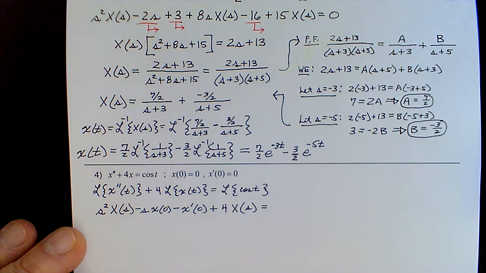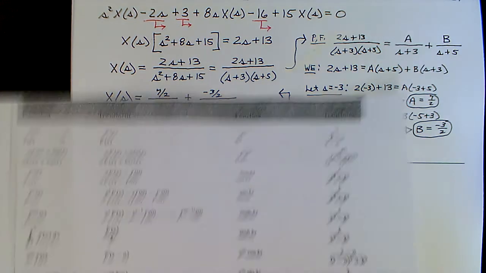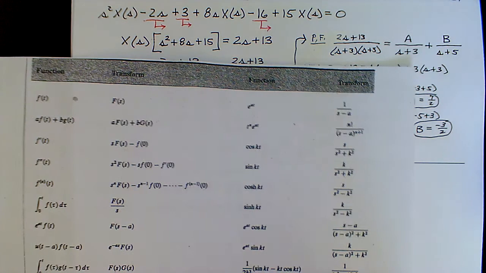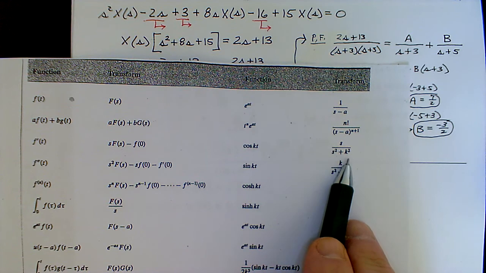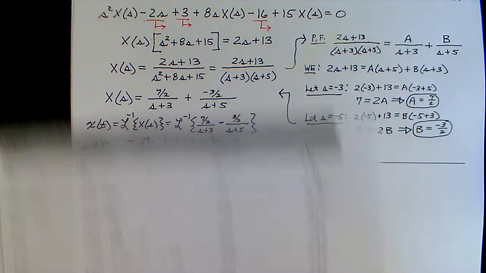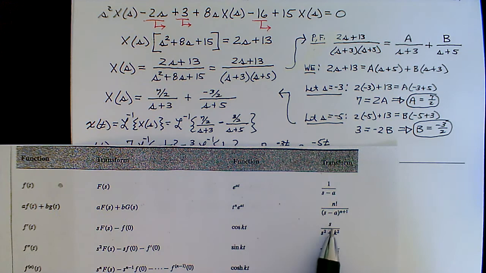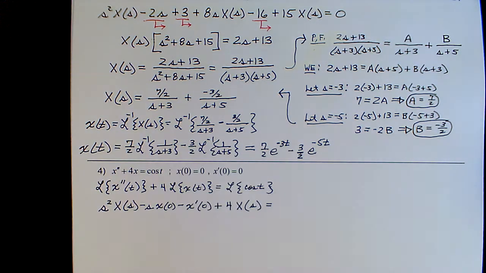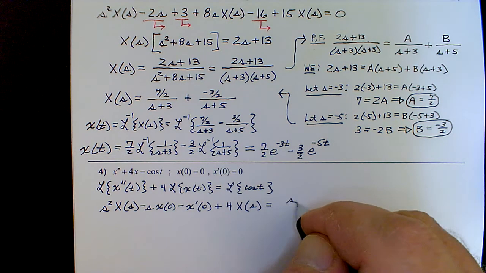And then for the Laplace of cosine of t, unless you've memorized them, go to your table. And cosine of kt is s over s squared plus k squared. So cosine of t, that's 1t, so k is 1. So we'd have s over s squared plus 1 squared, or just simply s over s squared plus 1.